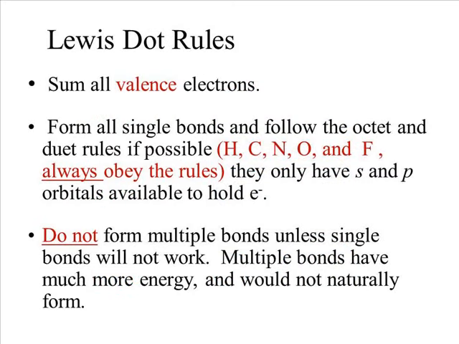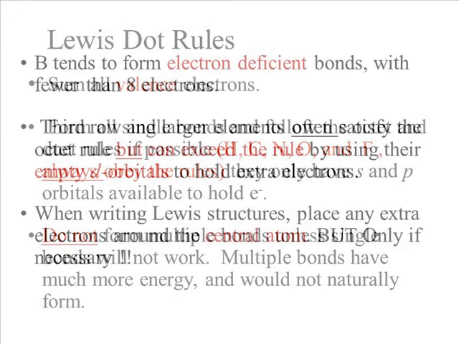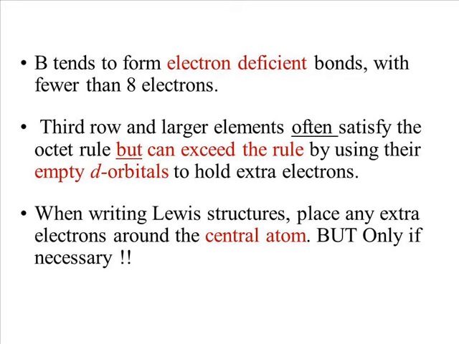Lewis dot rules, you can stop and review them. I'm not going to read them out. You need to be able to draw Lewis dot structures in your sleep. You need to know those elements that can break the octet rule by exceeding it, and boron tends to be electron deficient. And why? Based on those d orbitals they can exceed.